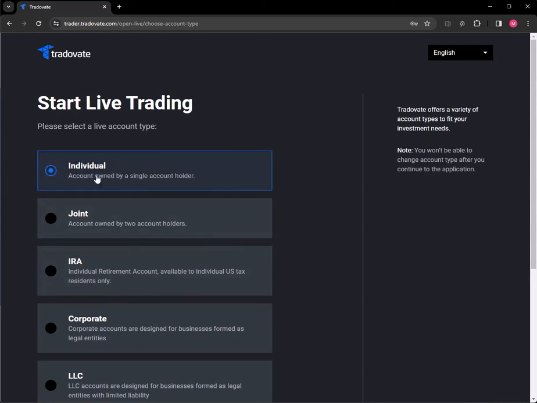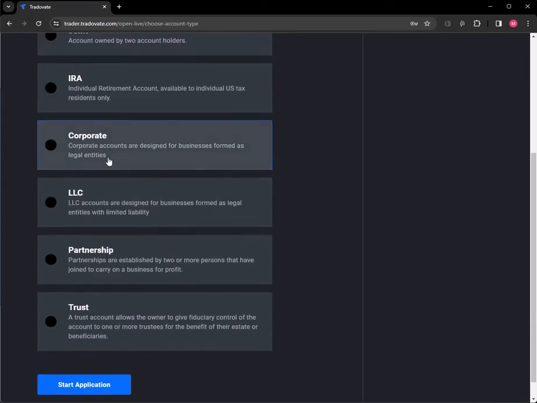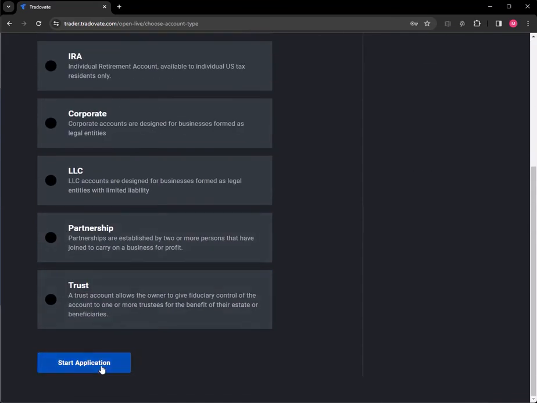Individual, you can open an account for more than one account holder, 2 account holders. You can open it as an individual retirement account, a corporate account if you have a corporation, an LLC if you have an LLC, partnership, or a trust. Okay, then I scroll down to the bottom and click Start Application.